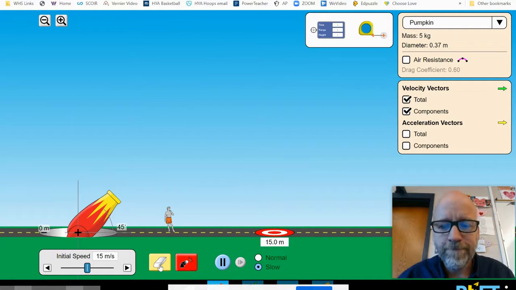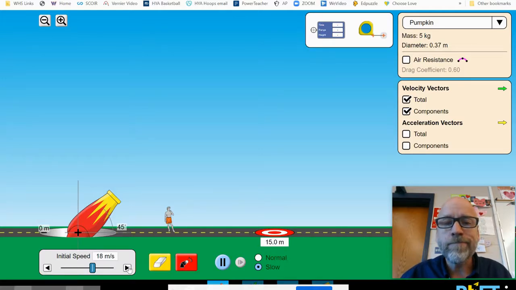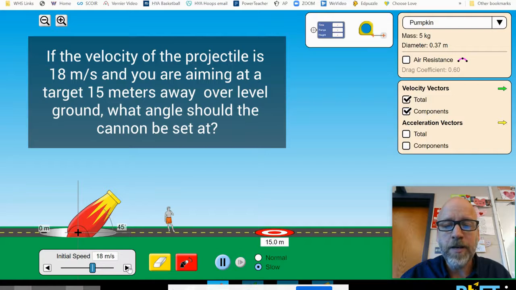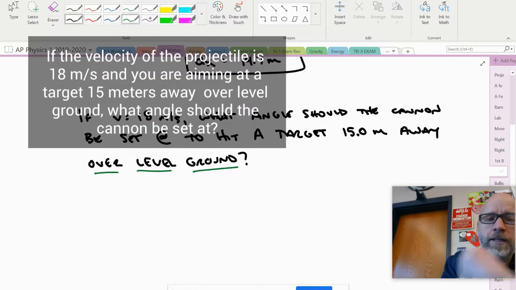All right, we're back. So here's what I'd like to try. What if we want to hit a target that is 15 meters away, but the object is traveling at 18 meters per second? What angle should I set the cannon at? All right, let's go. Next thing I do is I draw a picture.